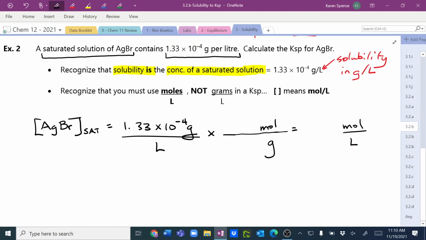107.9 plus 79.9 is 187.8. So that is 187.8 grams per mole. And we do that 1.33 times 10 to the negative 4 divided by 187.8 equals 7.08 times 10 to the negative 7.